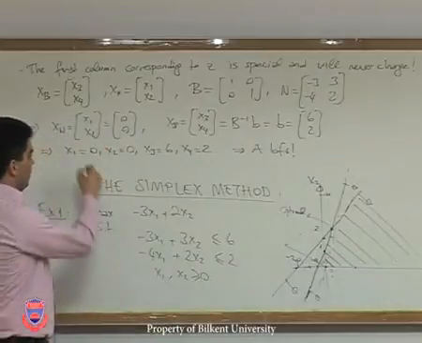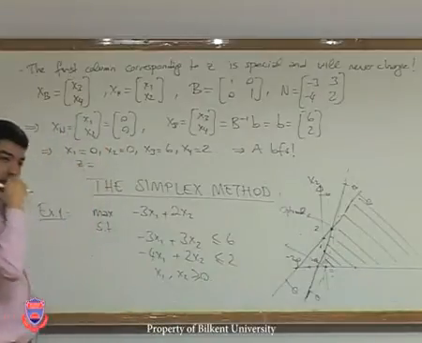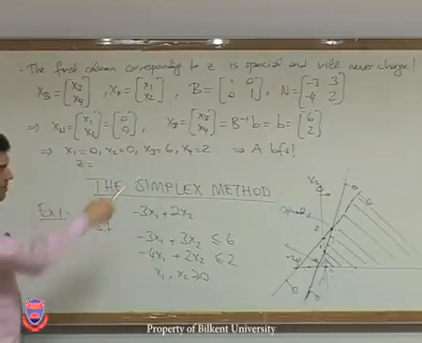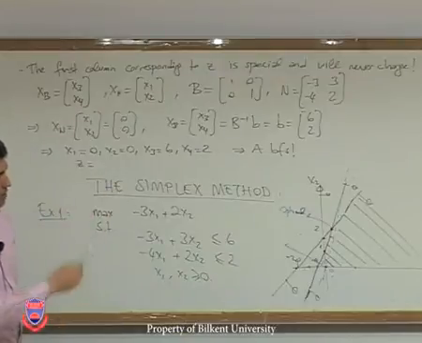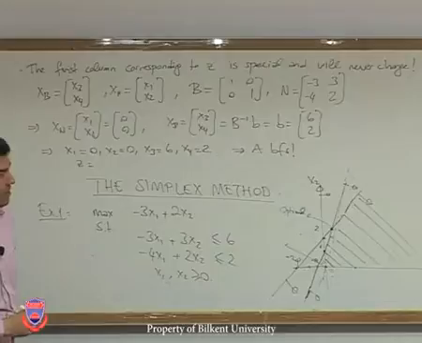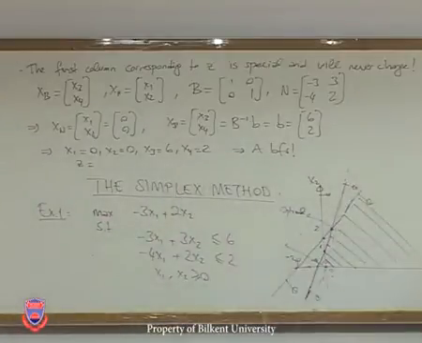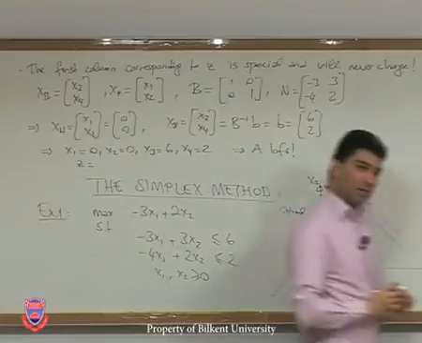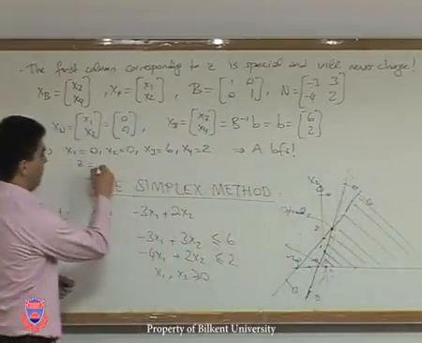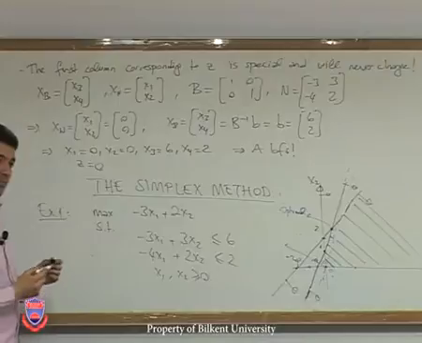Now, what's the value of z corresponding to this solution? Well, if I look at the new equation that I have, z plus 3x1 minus 2x2 is equal to 0, or in other words, z is equal to minus 3x1 plus 2x2, but both x1 and x2 are equal to 0, so as a result, the value of z will be equal to 0 as well. Okay?